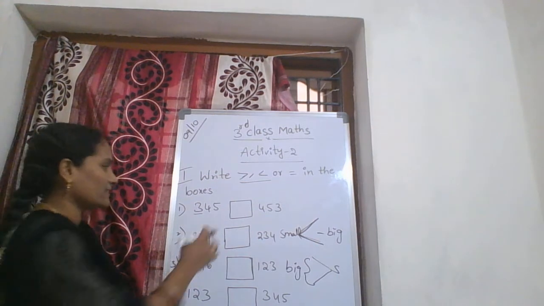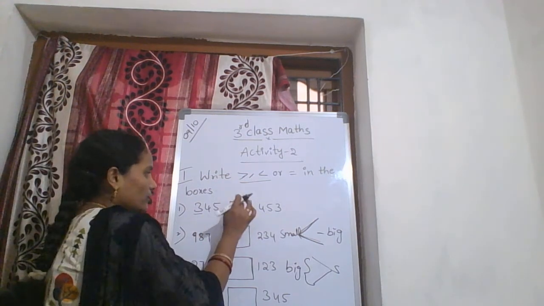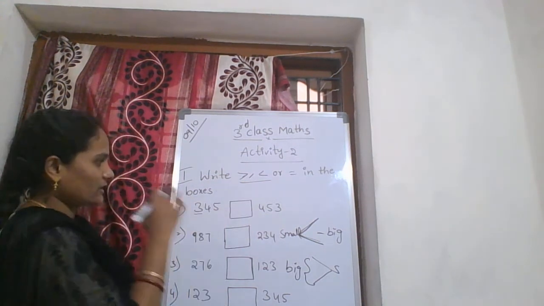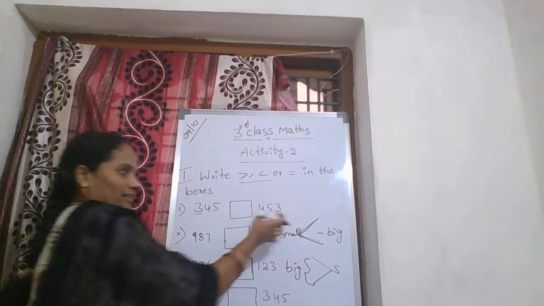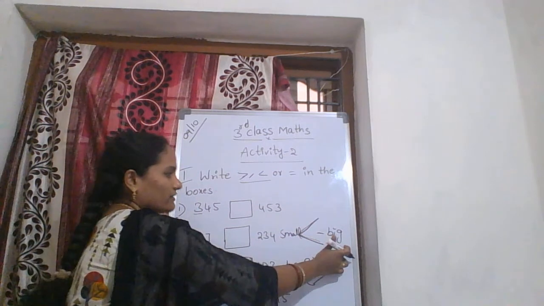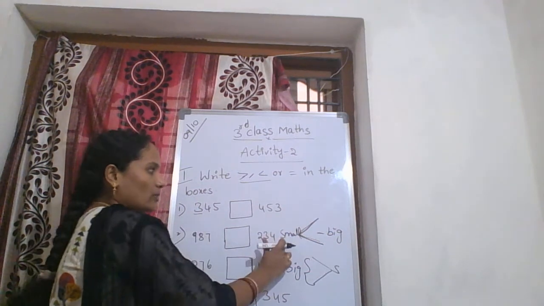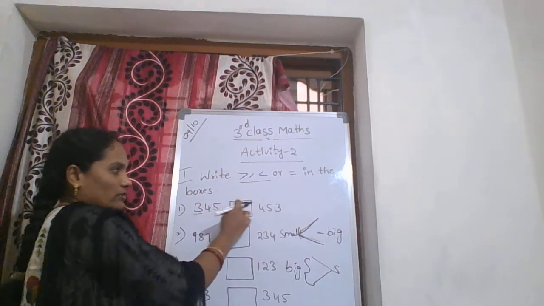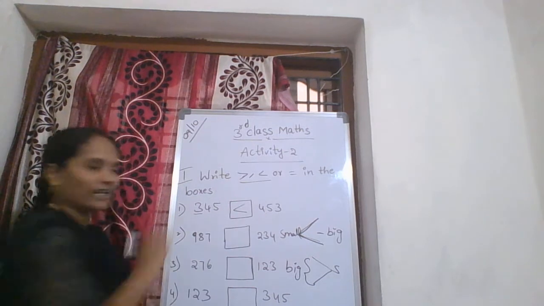Now tell me children, here, less than or greater than? Less than, like this. This is less than. This is the big number and this one is the small number. Here big and small. So that's why we are using less than.